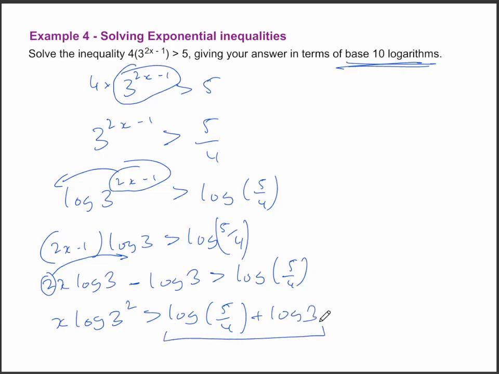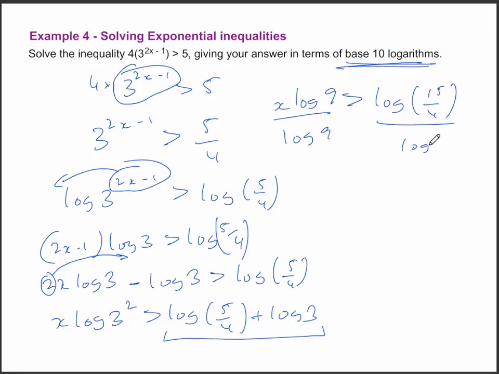I'm going to simplify this right here because remember, if you're adding two logs with the same base, and both of these are base 10, then we can just multiply those things together. So we end up getting x log 9 greater than log of 5 over 4 times 3, which is going to be 15 over 4. And then you can just divide by log 9 on both sides. We get that x is greater than log of 15 over 4 divided by log of 9.